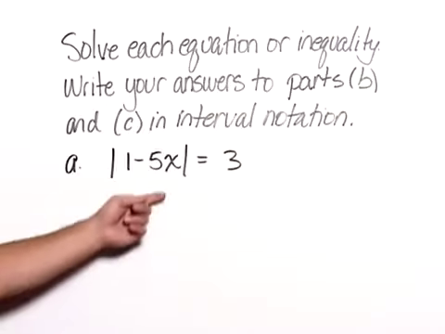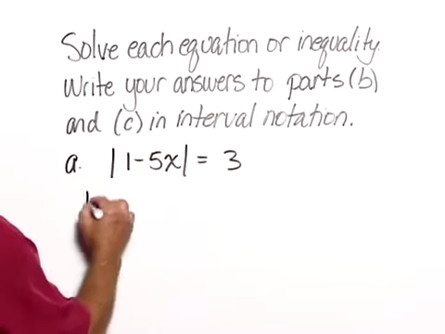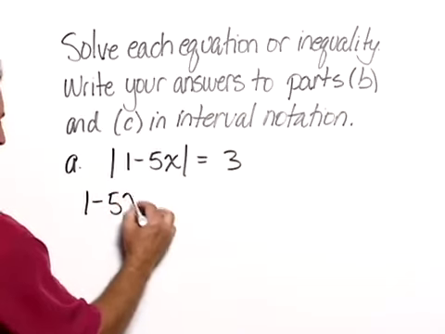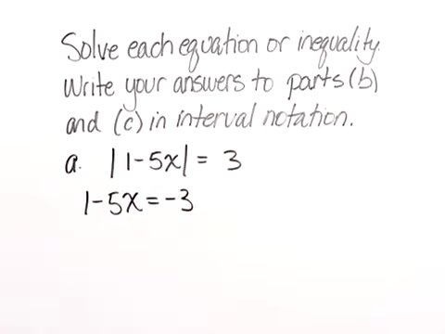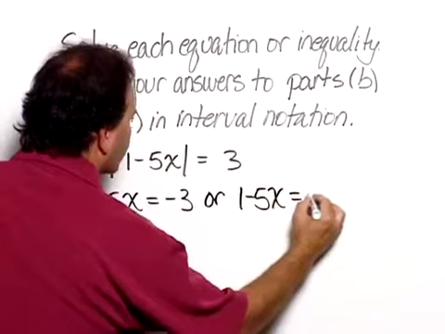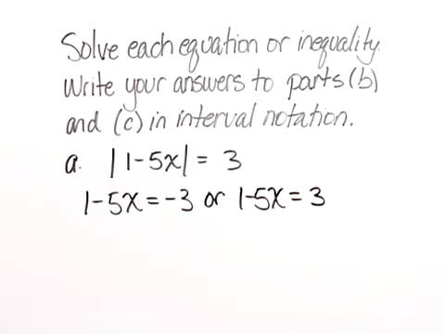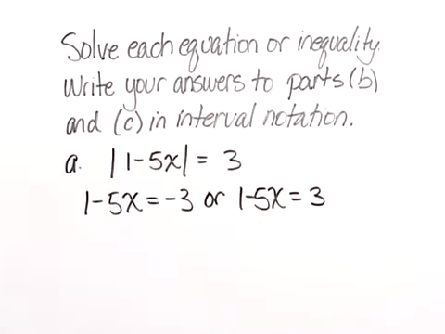So with the absolute value equaling a number, we break that up into two distinct problems, which are the expression 1 minus 5x equals negative 3, or the expression 1 minus 5x equals positive 3. And now we solve each of these independently.